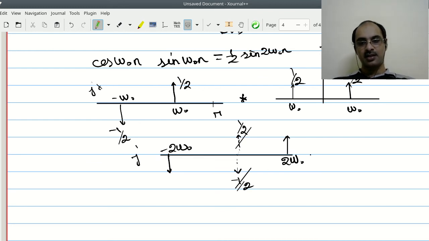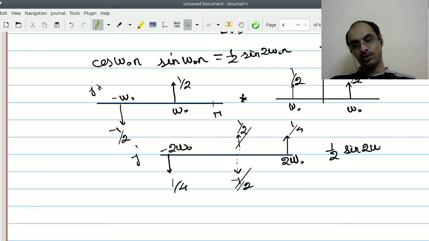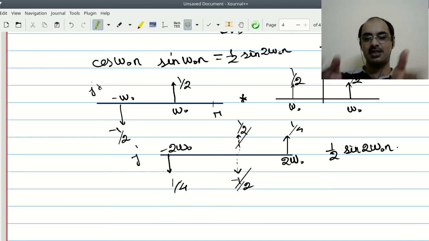And this corresponds to a weight of, because there's a half multiplication here, there's a weight of 1/4, 1/4, and it's very obvious to see that this corresponds to half sine 2 omega naught. Okay. Of course, you should really just use the formula 2 sin theta cos theta is sin 2 theta, but still, I'm just saying that this works out.